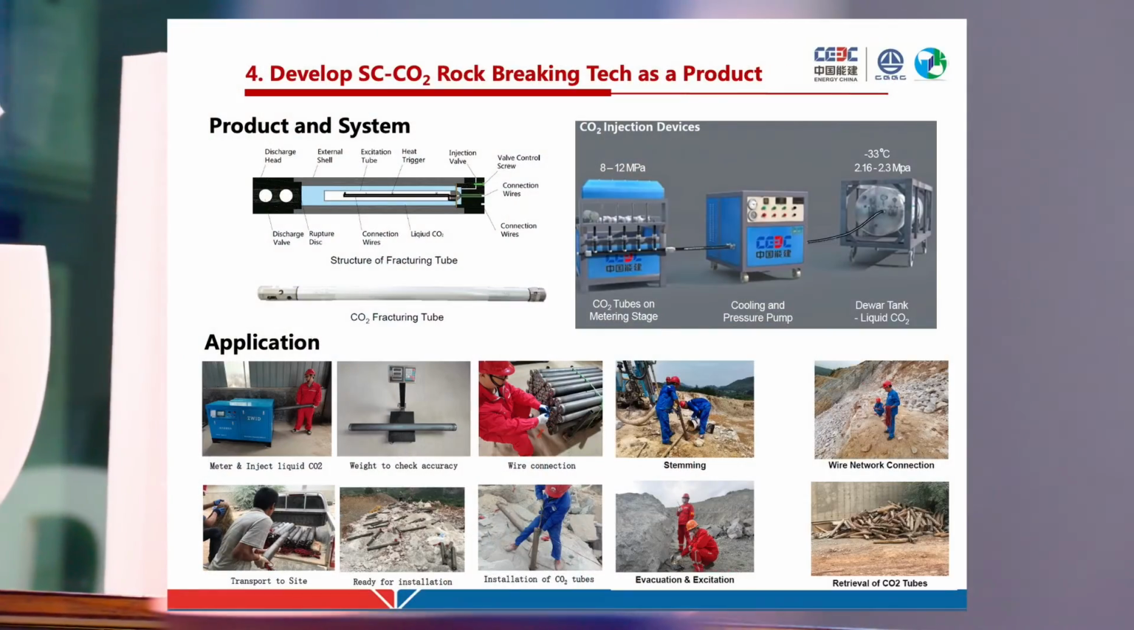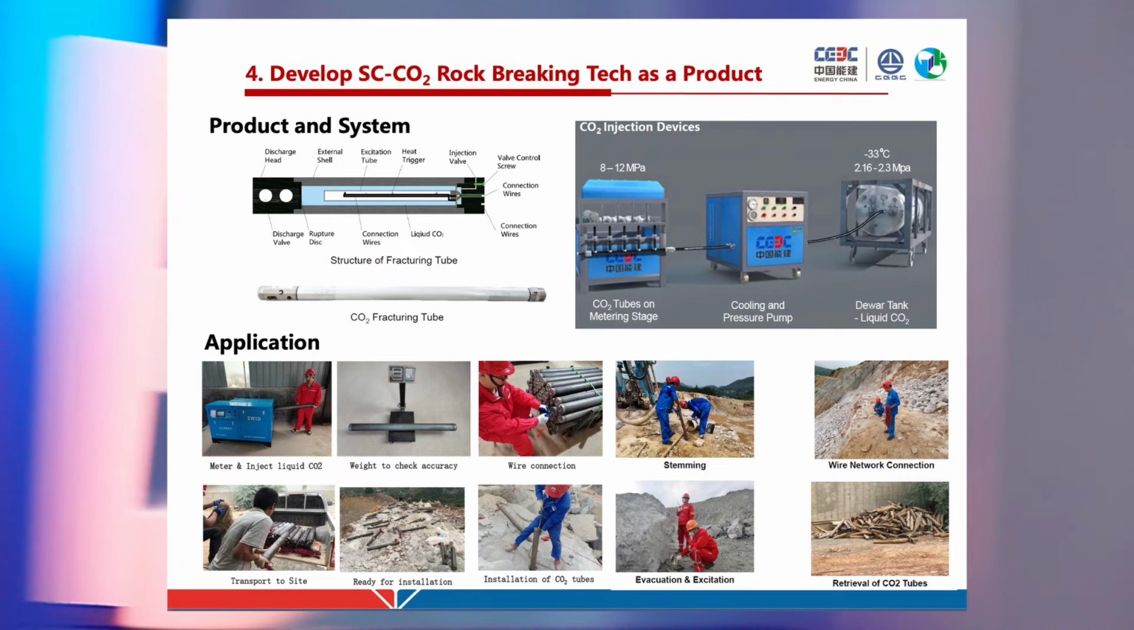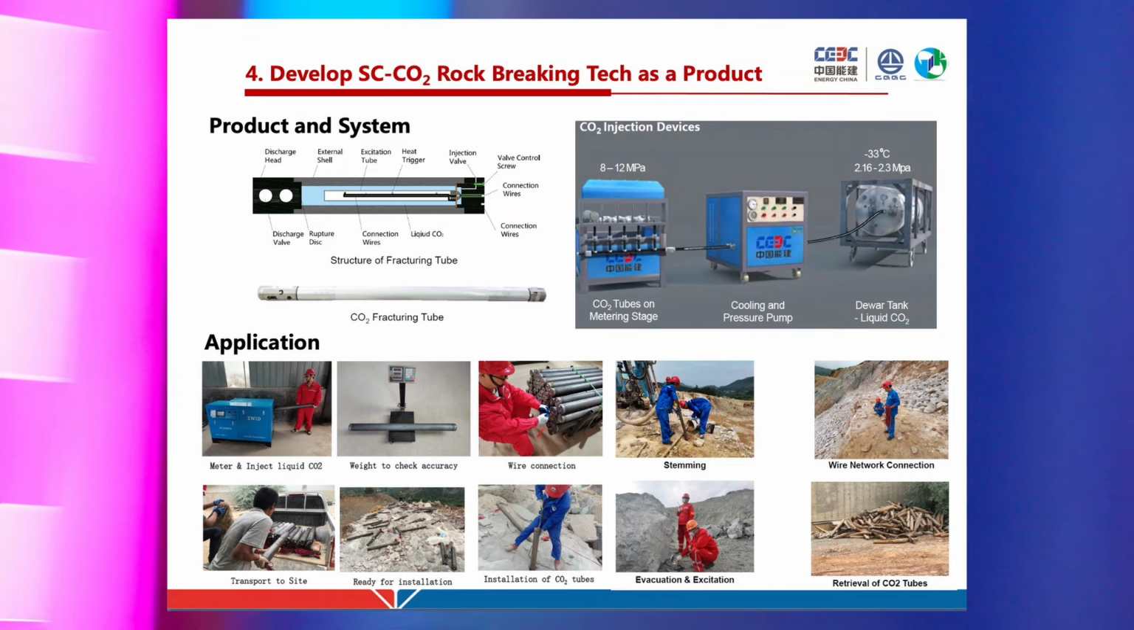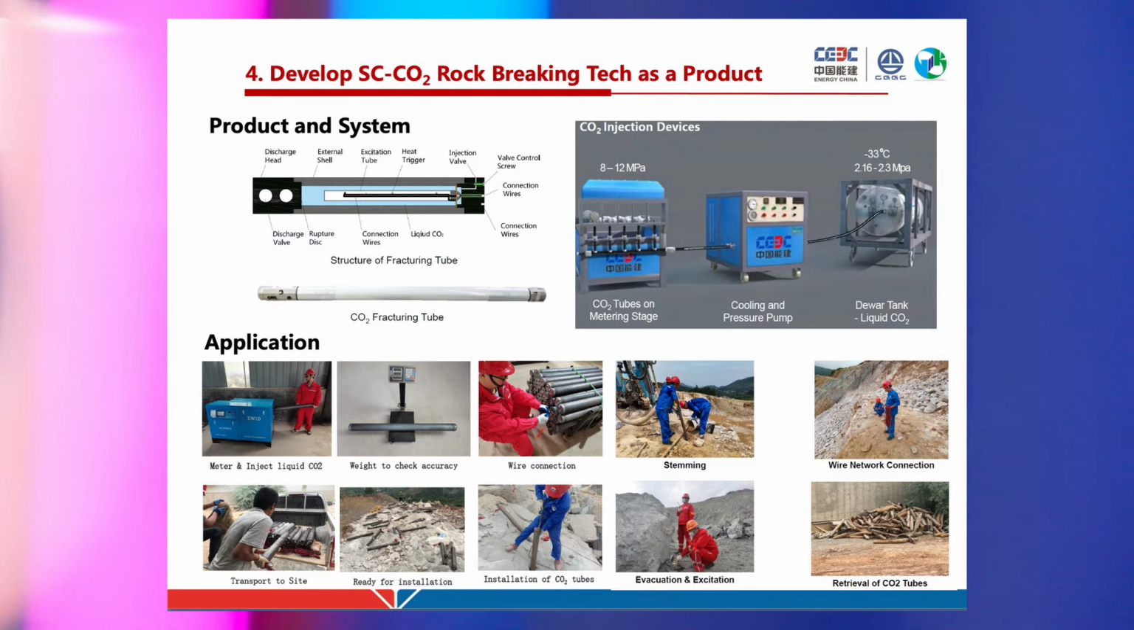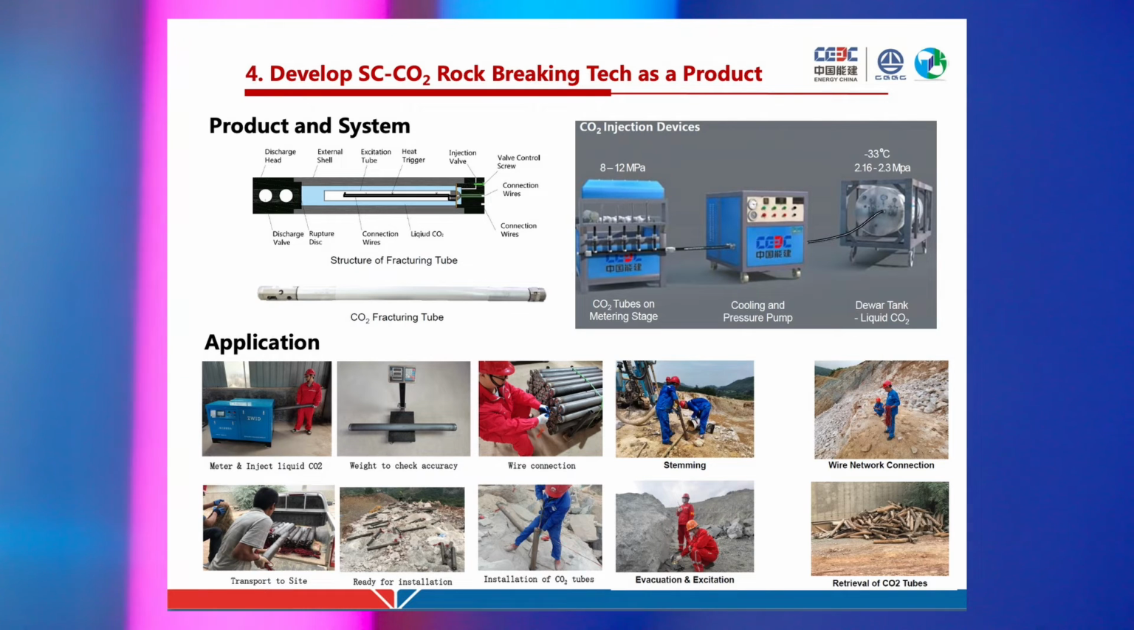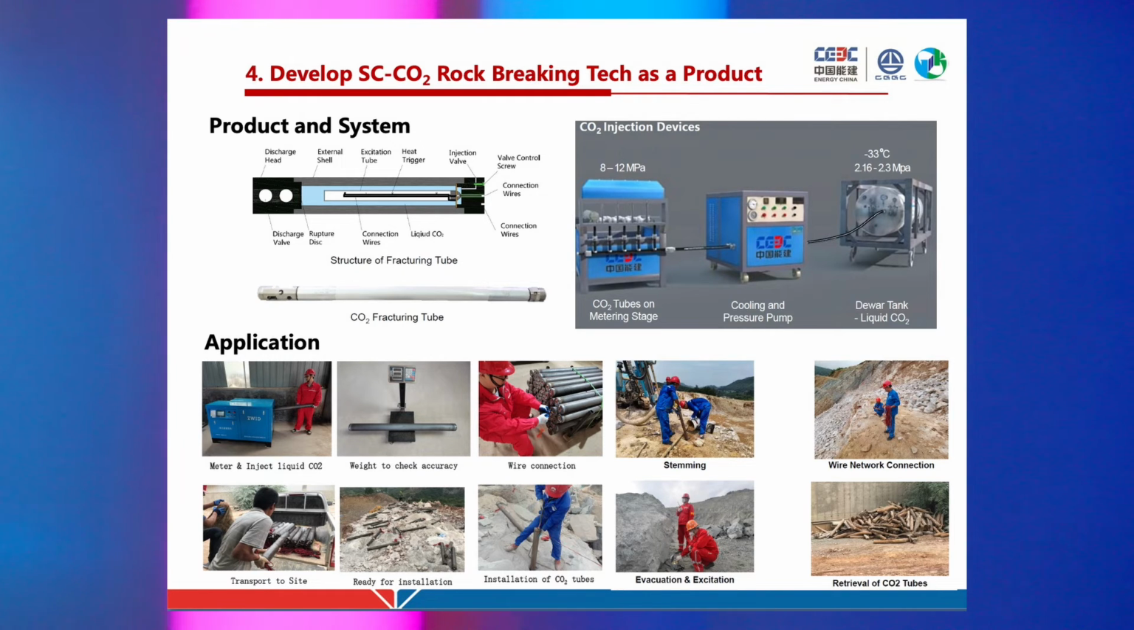Based on all this theory, we developed these things and assembled them into a product. The key of the product is what we call the CO2 tube. With that CO2 tube, we can carry out this fracturing process of SiCO2, quite similar in analogy to the process of blasting, which is quite familiar to the civil engineering industry.